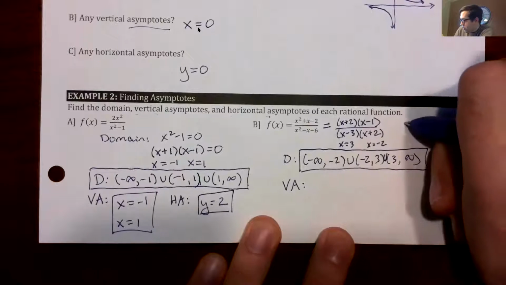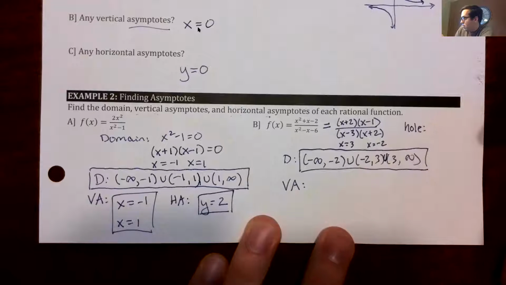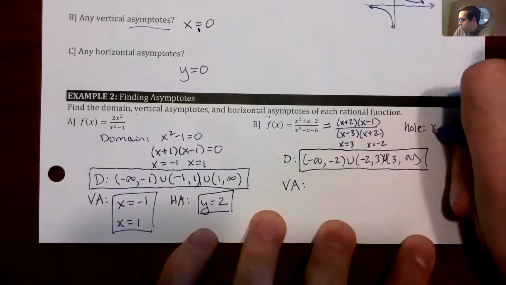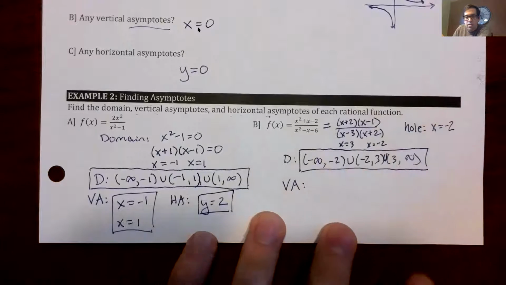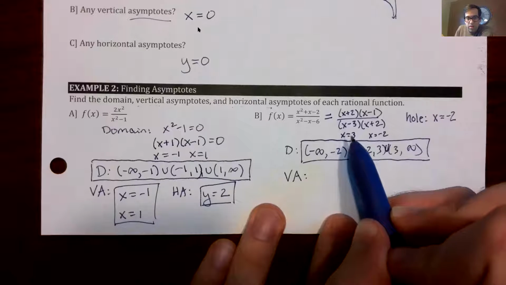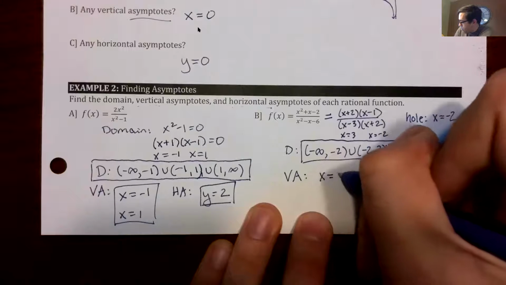And we'll see what that looks like when we look at the graph on the calculator in a minute. But we have a hole at x equals -2. All right, so for the vertical asymptote, that's going to be the 3 because the 3 doesn't show up in the numerator. So we have 1 vertical asymptote this time.